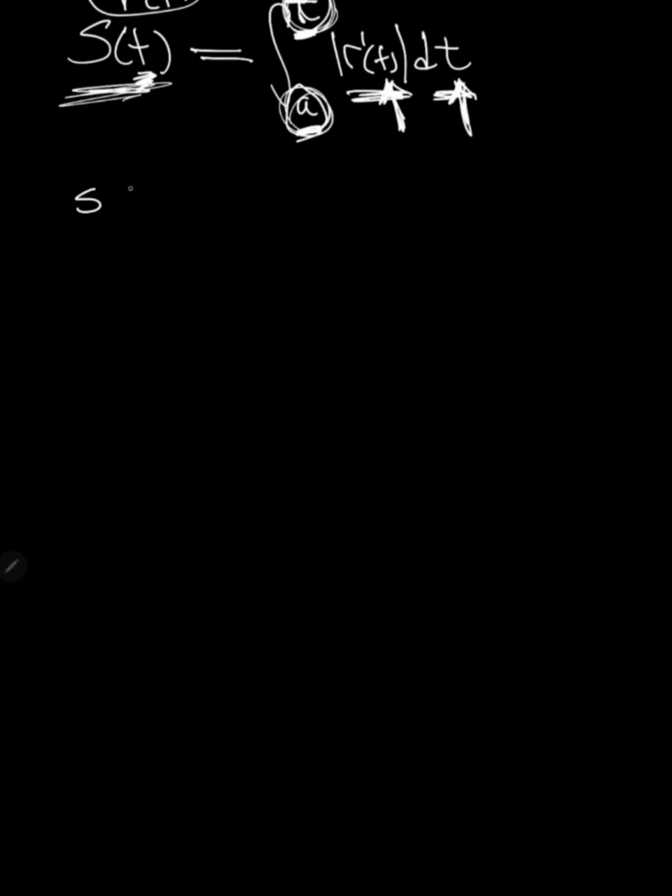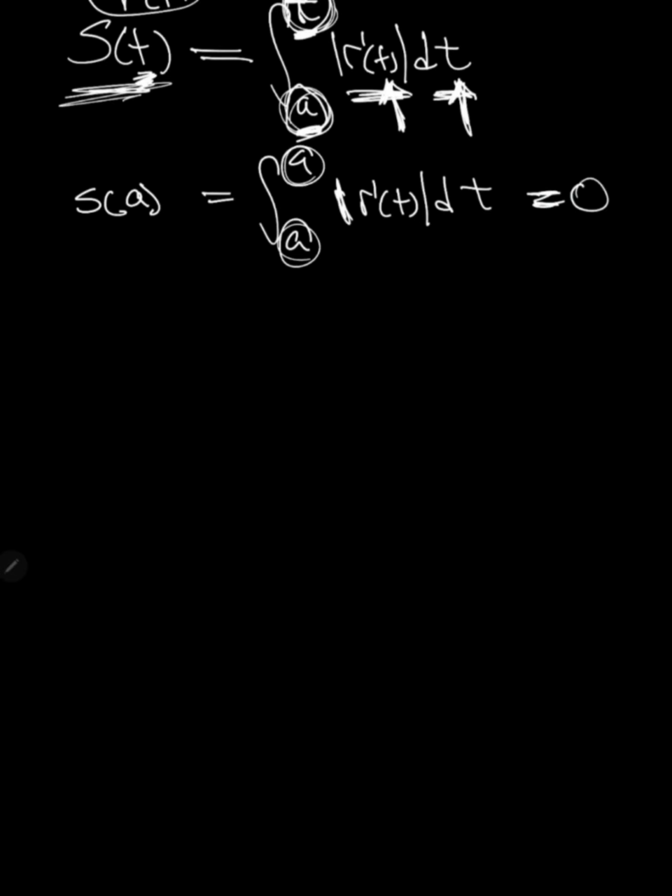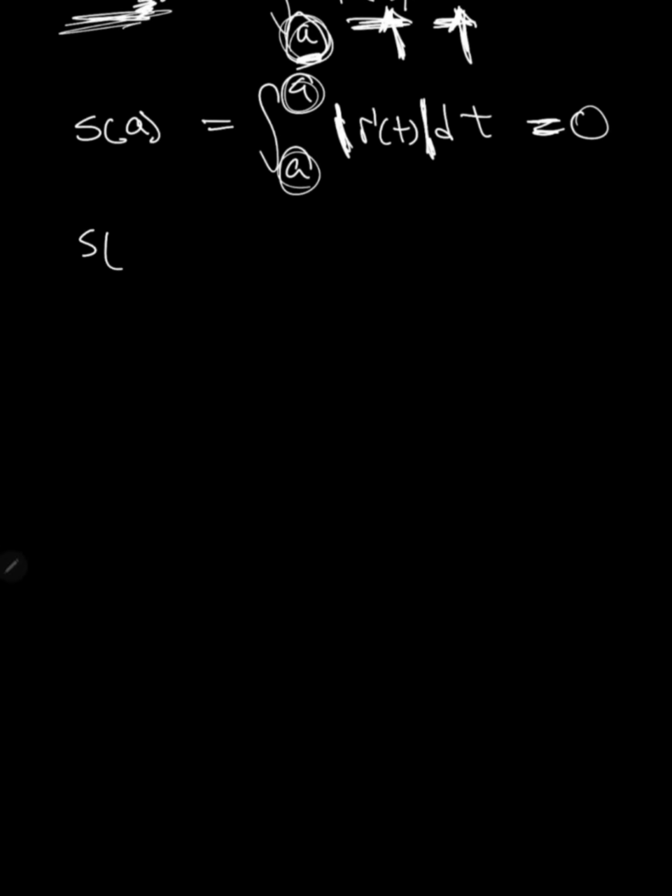So for example, s of a is equal to the integral from a to a of r prime of t dt, and that's equal to 0, of course, because you're integrating over no region. Integrals are area, and so you're integrating over an interval of 0 length, so there's not going to be any area under any curve.